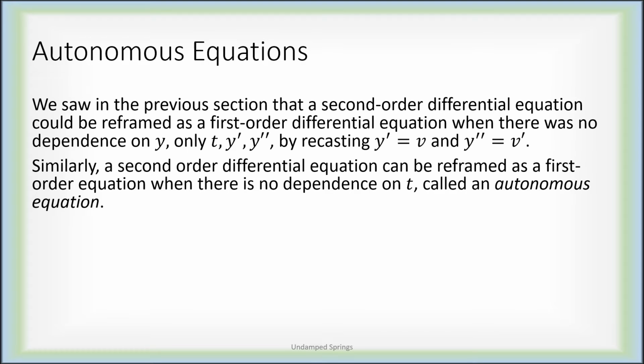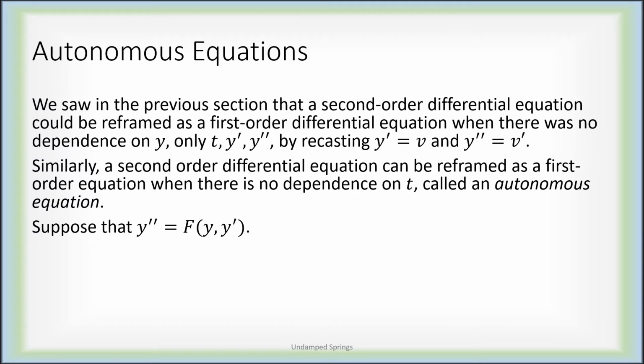Now similarly, a second-order differential equation can again be reframed as a first-order equation when there's no dependence on t. This is called an autonomous equation. It represents a situation where starting the system at time t equals 0 or starting the same system at time t equals 5 would fundamentally produce the same situation. It can depend on y, y prime, and y double prime, but the time at which you start things moving doesn't really cause any difference to the behavior. This is referred to as autonomous.